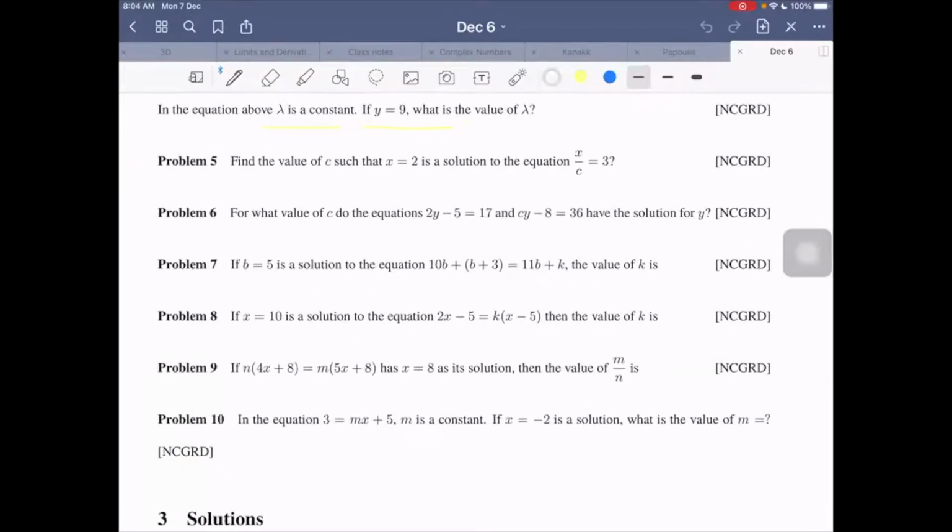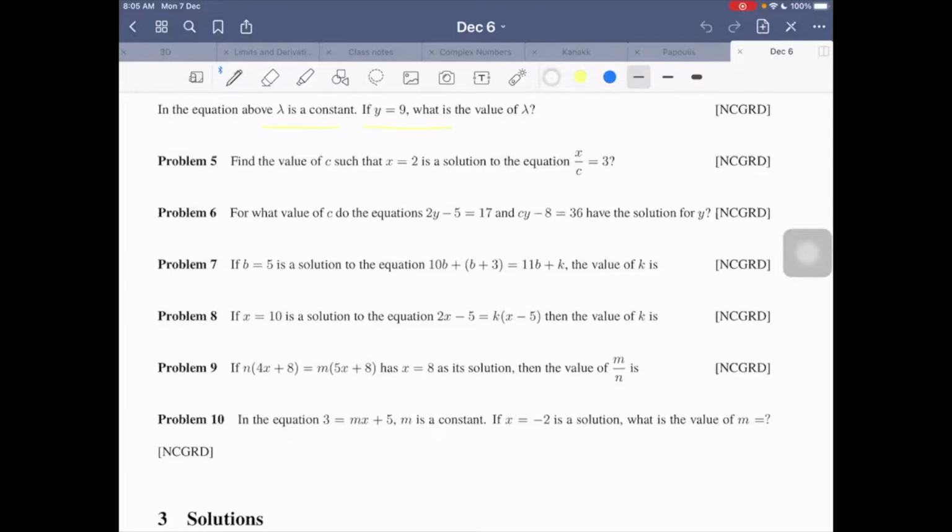Question number 5. Find the value of c such that x is equal to 2 is a solution to the equation x by c is equal to 3. If you come across a question like this, you don't have to even move your pencil or pick up a calculator. You can do mental math. In this question, x is a solution, c is a constant. You have to find the value of the constant. The x value is given to be 2.